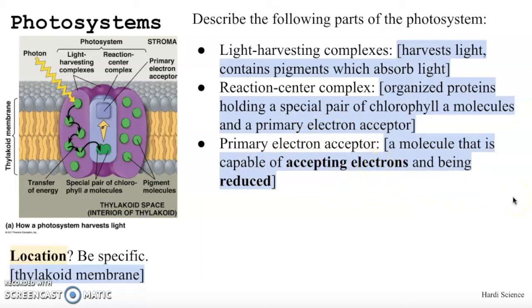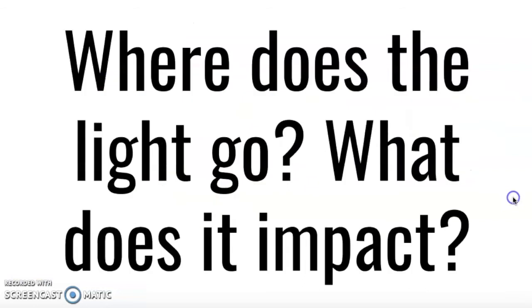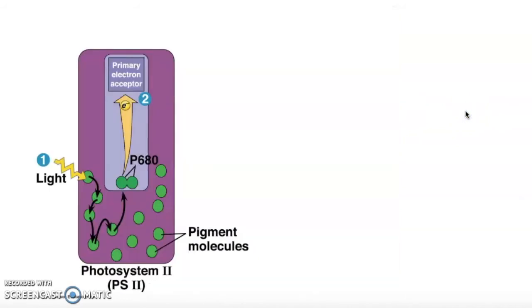And so obviously the photosystems participate in redox reactions. So let's talk more specifically about the steps of the light reactions. So where does light go and what does it impact? Well, the light is going to be collected by the photosystems, as we saw earlier, and let's just put all of those pieces together. And so it's kind of backwards, but we actually start with photosystem 2.